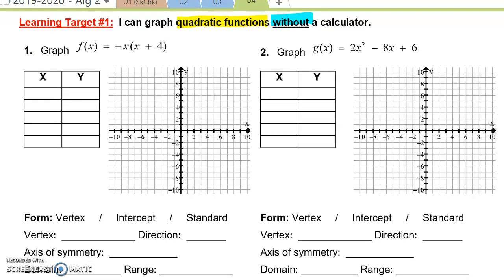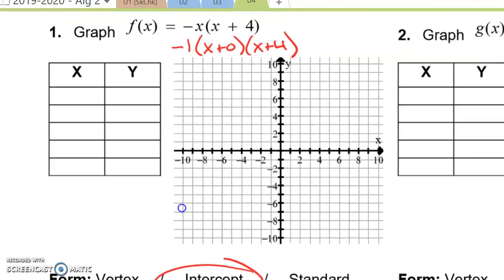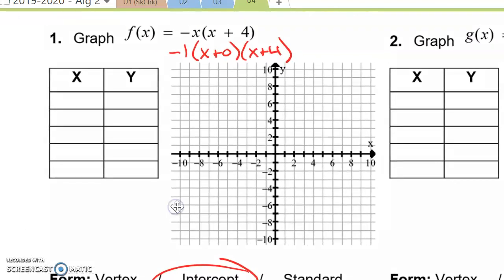Starting with number 1, we see this is actually in intercept form, written as -1 times x plus 0 times the x plus 4. And number 2, we see this is written in standard form, where our a value is 2, our b value is -8, and our c value is equal to 6. So, figuring this out from here, we're going to need to plot on number 1 to figure out our vertex and work our way to the middle, and then resubstitute in to find the value of k.